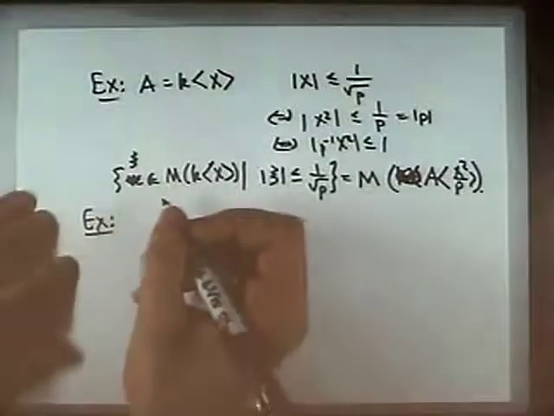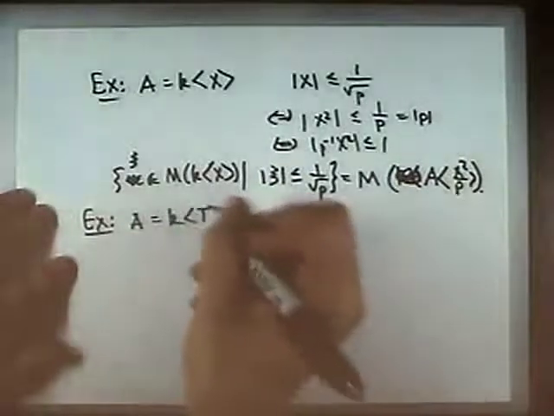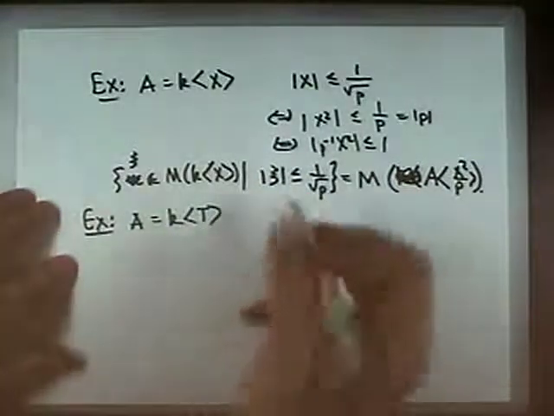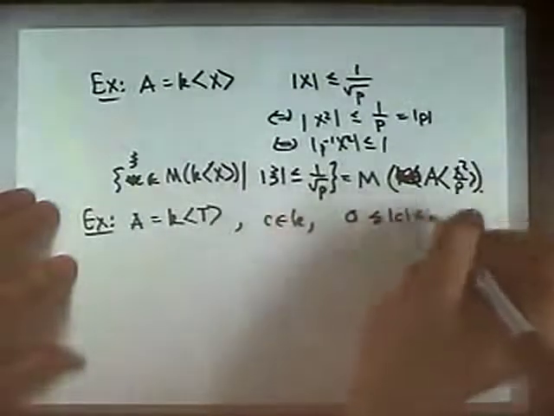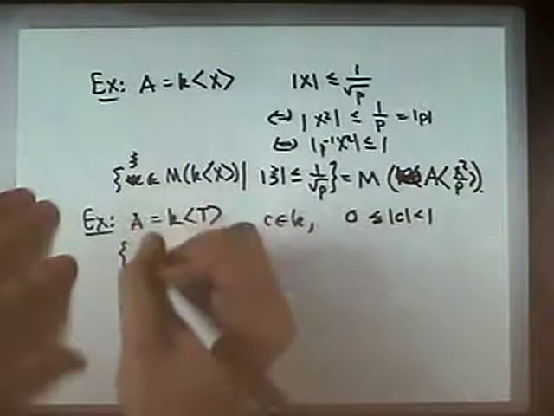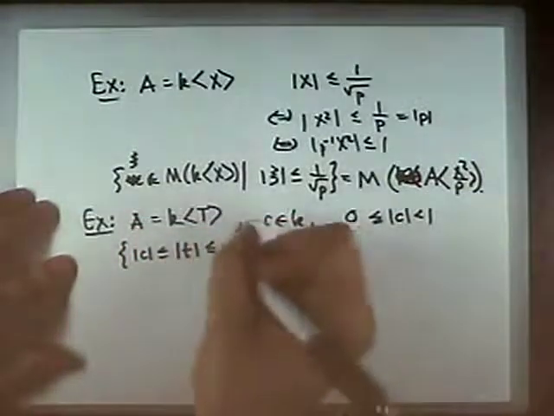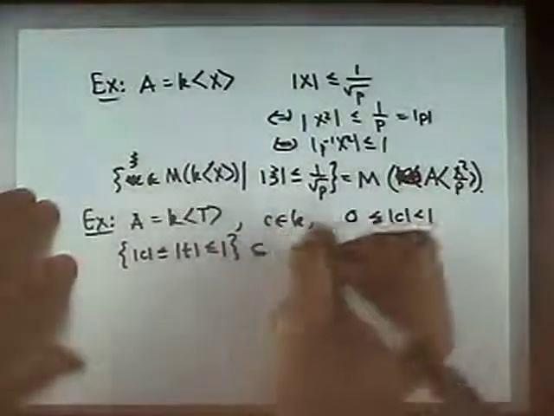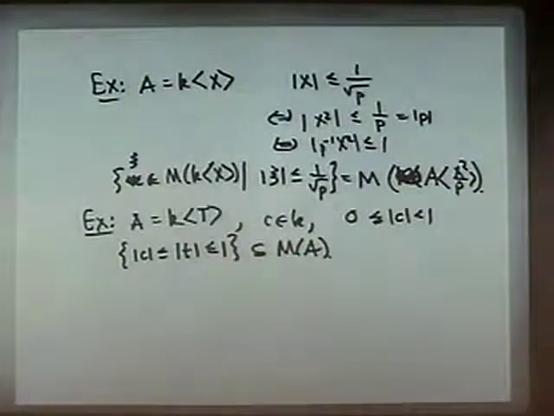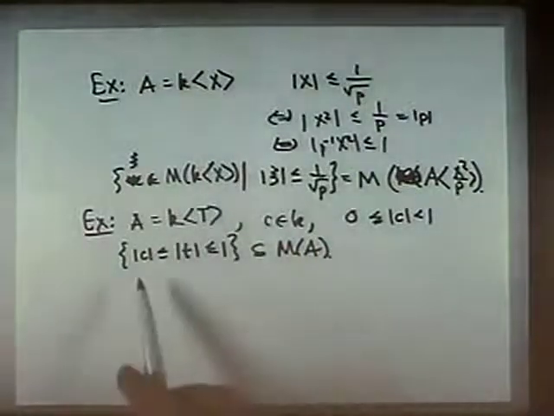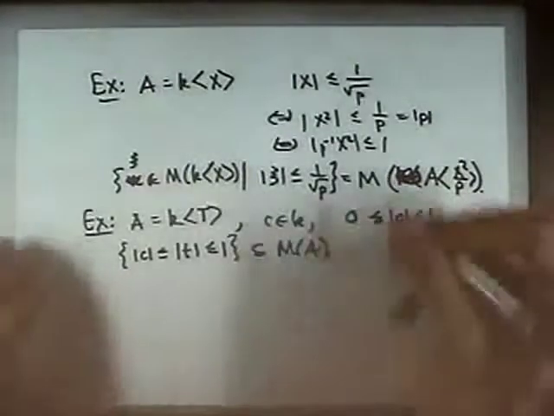So let's take the condition. Now let's choose a better variable name. So we'll take A to be k bracket t. Let's pick an element c in k whose absolute value is between 0 and 1, and let's consider the condition that the absolute value of the coordinate is between |c| and 1. So consider this locus inside of M of A, inside the closed unit disk in this Tate sense. Let's consider the condition that we impose on the coordinate, kind of an annulus. You think of it as like an annulus.